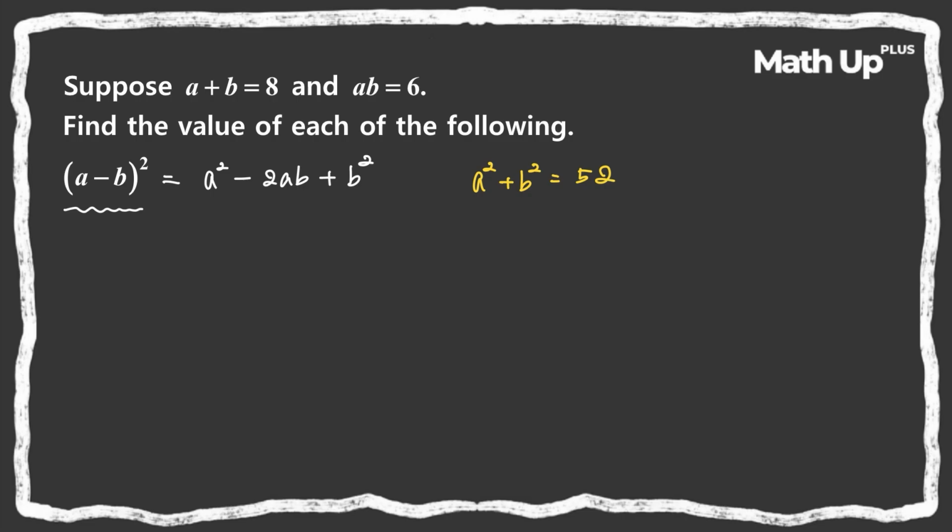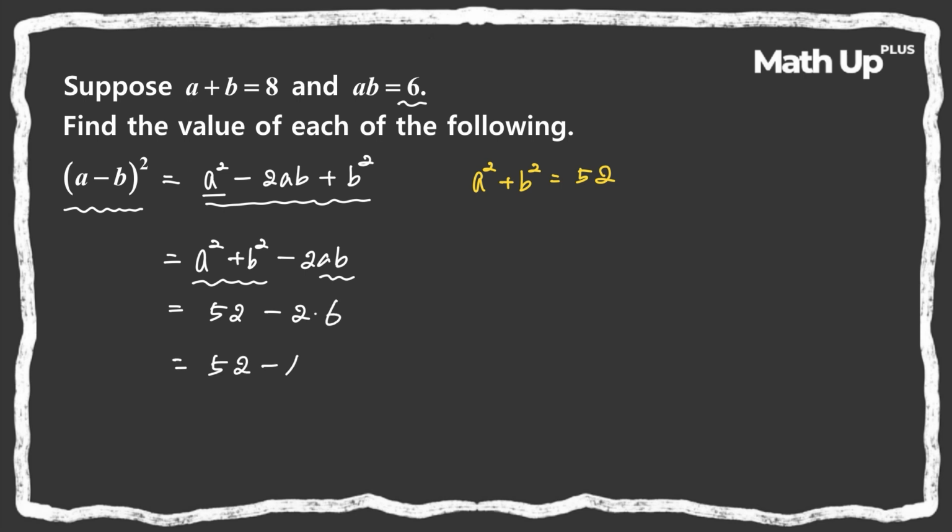Right? So this expression is equal to a squared, let me write it, a squared plus b squared minus 2ab. So this is equal to 52 minus 2 times ab, where ab is equal to 6, right? So 52 minus 12, that is equal to 40, right?